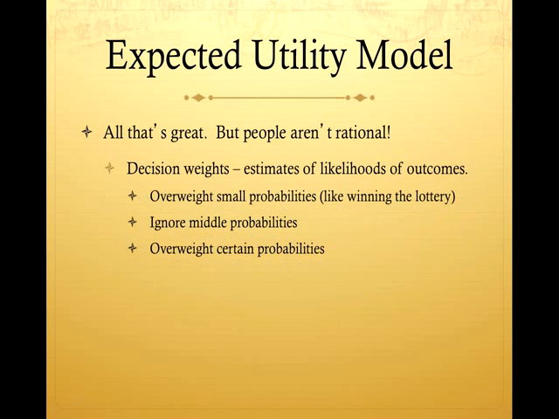What we tend to do is overweight small probabilities. The odds of winning the lottery or any of those lottery games are very low, but people still buy lottery tickets even though it's not a rational choice. So we overweight probabilities that are very small. We tend to think they're higher than they are. Any middle probability we'll completely ignore, and then we overweight certain probabilities. So we overweight the two ends, and the middle we just don't pay attention to.